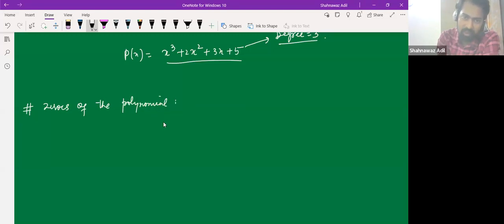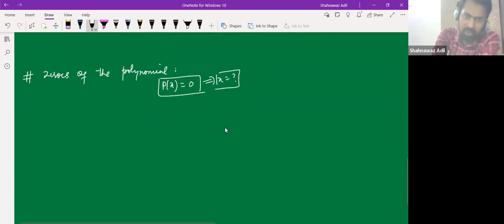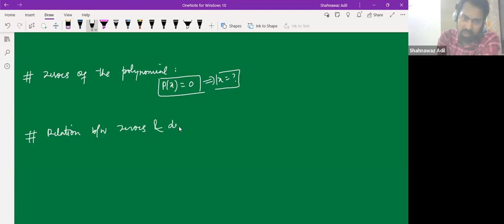Let's say we have a polynomial, and we put it equal to 0 and then find the value of x. Those x where p(x) is 0 are called the zeros of the polynomial. You guys already know this. And there is a relation between the zeros and the degree of the polynomial.